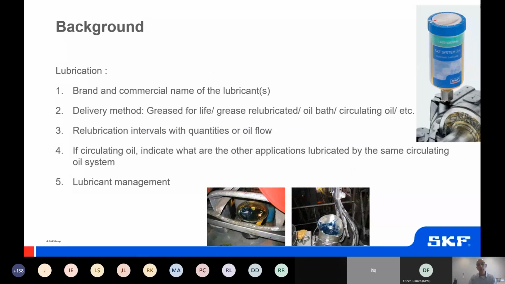When it comes to lubrication in particular, many times we are asking not only if the bearing is oil or grease lubricated, but which specific lubricant is being used. What is the delivery method? Is it manual lubrication, automatic lubrication, oil circulation? What are the intervals and quantities, and things like that, because that will help, again, to give a context. If you say a bearing might have failed because of excess lubrication, well, that may be more likely to happen if you have manual lubrication rather than a controlled central lubrication system.